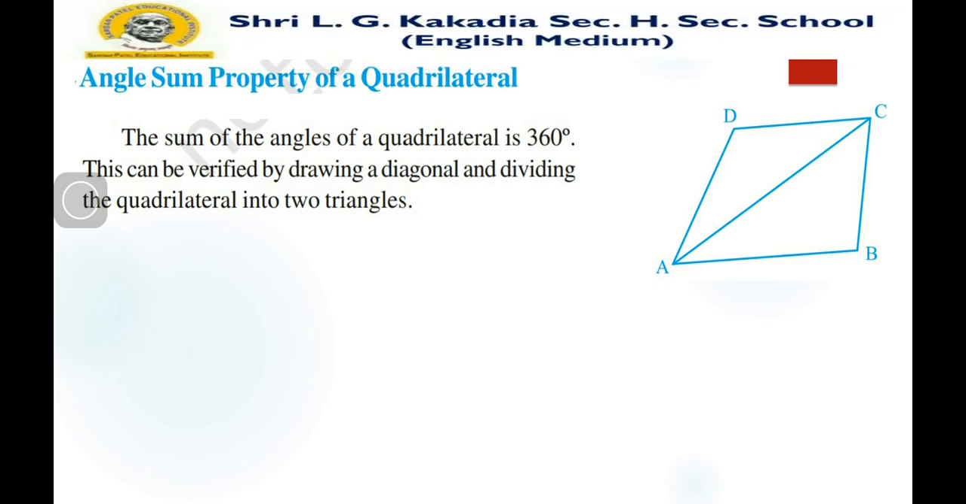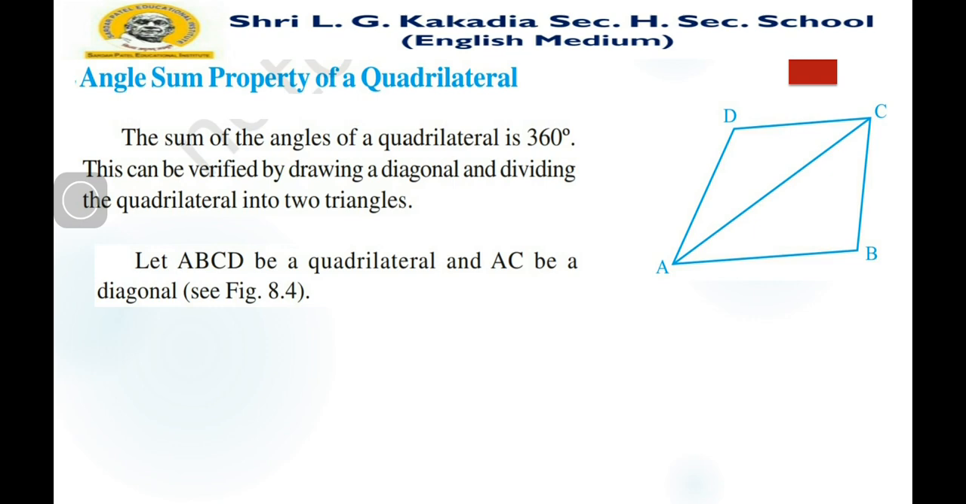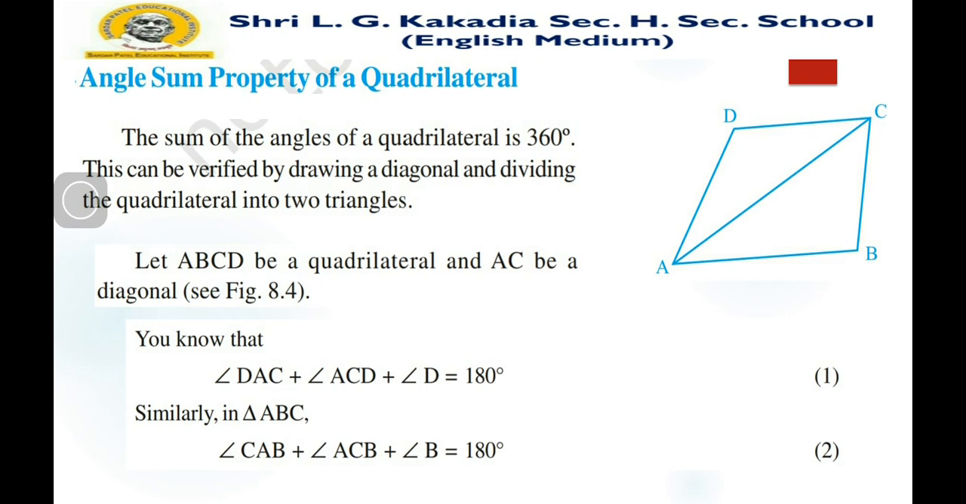Let ABCD be a quadrilateral and AC be a diagonal, as you can see in the figure. You can find two triangles here. In the first triangle, DAC, angle DAC plus angle ACD plus angle D is equal to 180 degrees, as you know that the sum of the three angles of a triangle is 180 degrees. Similarly, in triangle ABC, angle CAB plus angle ACB plus angle B is equal to 180 degrees.